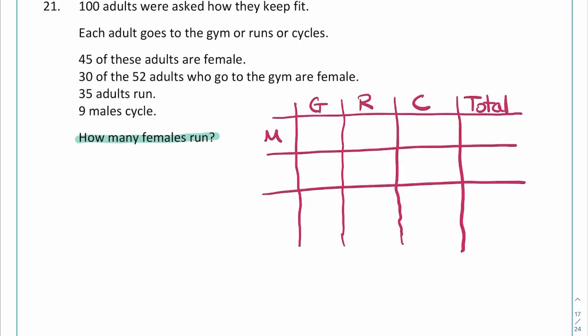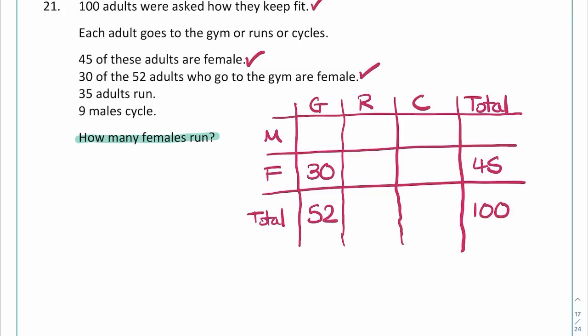So male, female, and again a total. And then we'll just fill in the information we got from the question. So the first line, 100 adults were asked, 45 of them were female, so 45 here. 30 of the 52 adults who go to the gym are female, so that tells us that in the gym column there, 30 of the 52 adults are female, so 30 females out of the 52 adults.